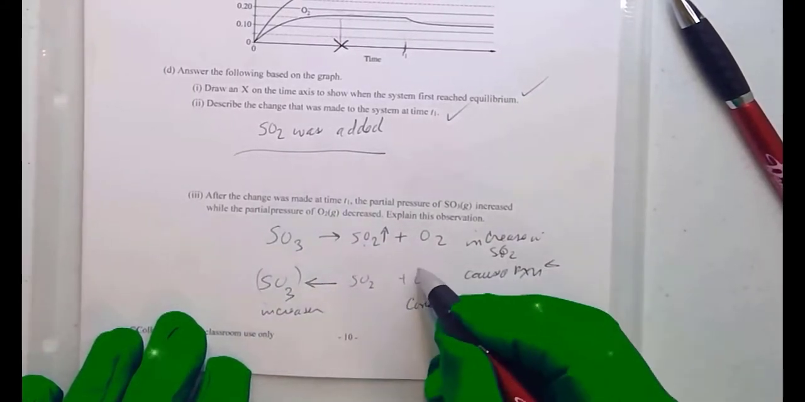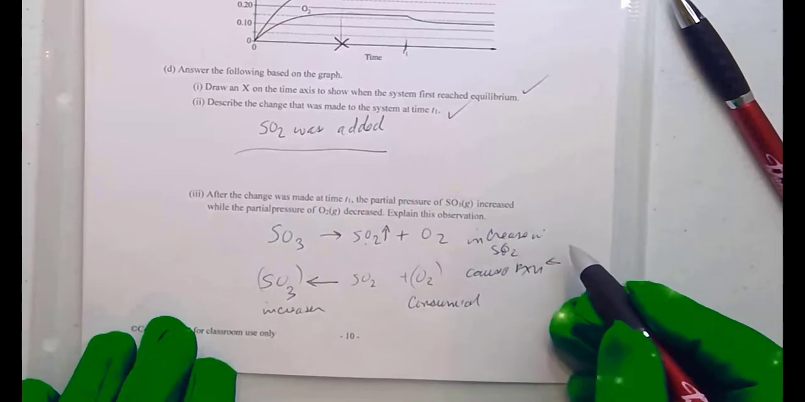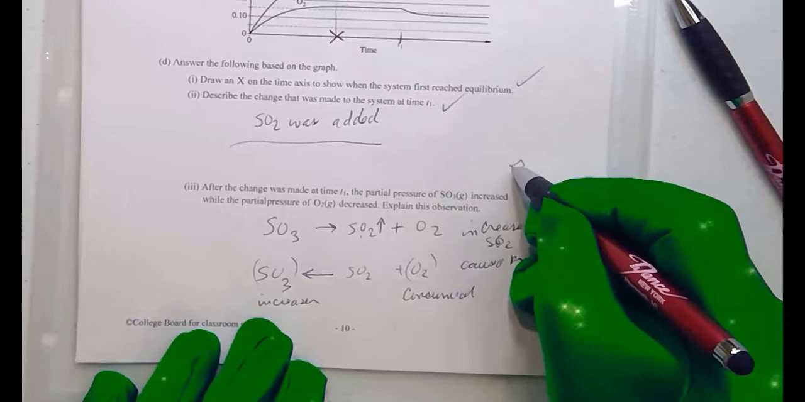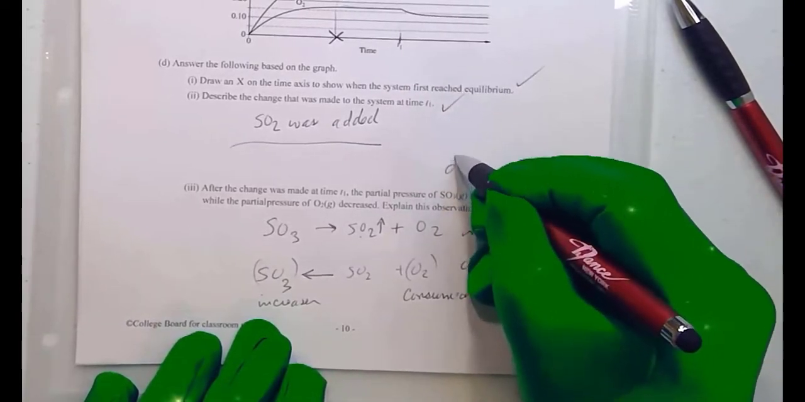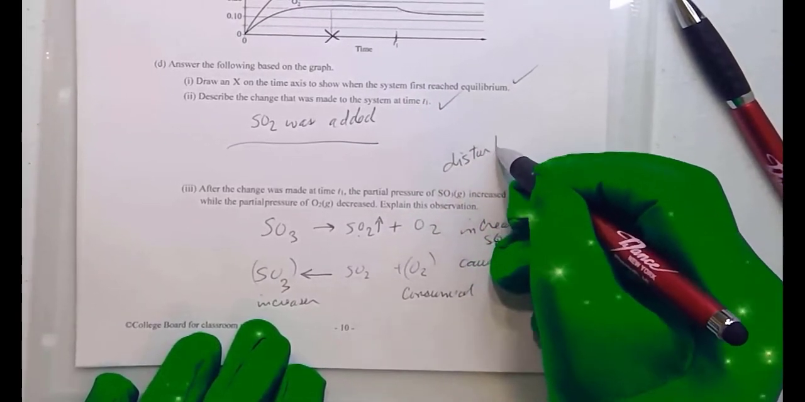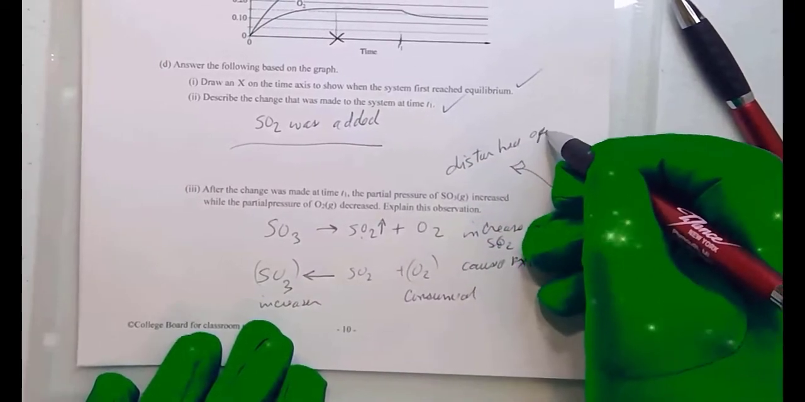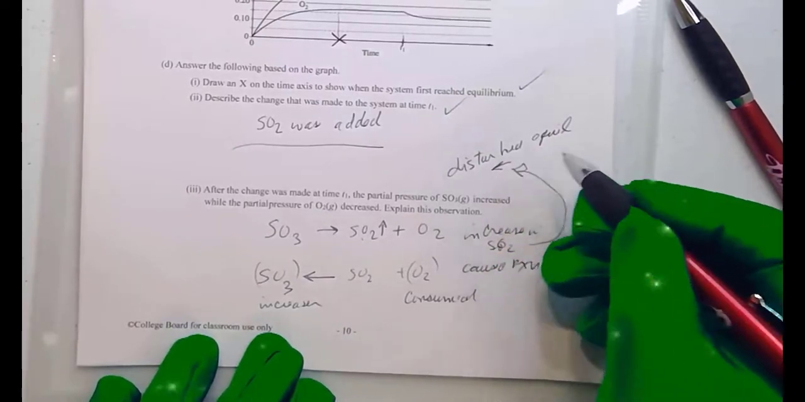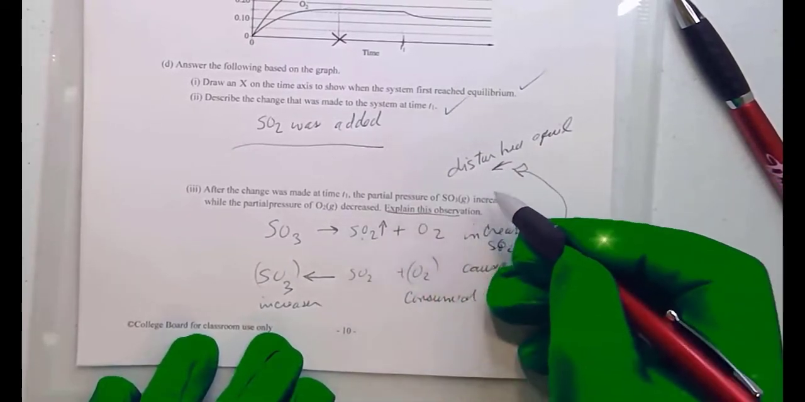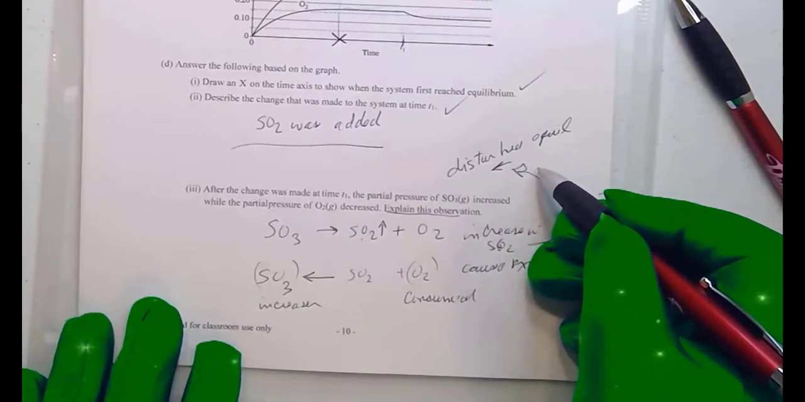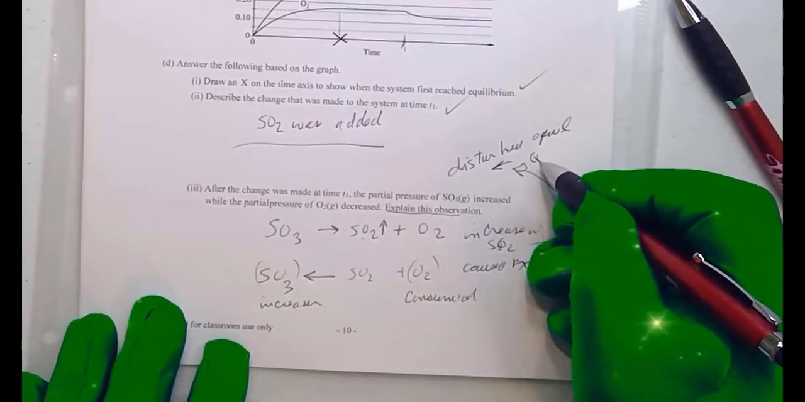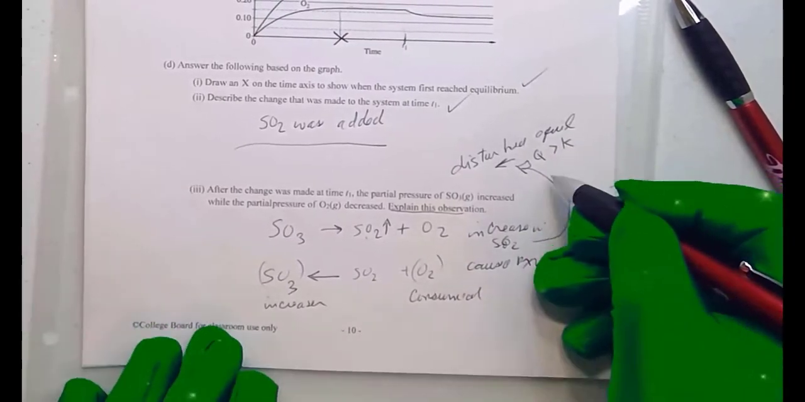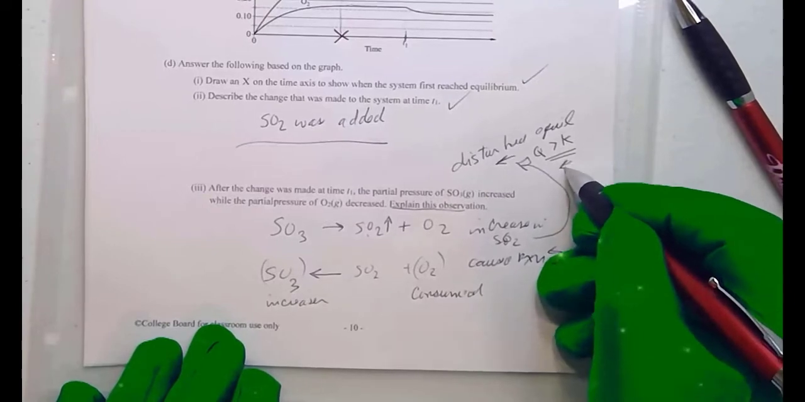I'll use parentheses to indicate pressure. So the increase in SO2 disturbed equilibrium, because this was at equilibrium, and caused the reaction to shift backwards. Now, explain, I might end up indicating that Q became greater than K, because we had more products. And therefore the reaction went backwards.